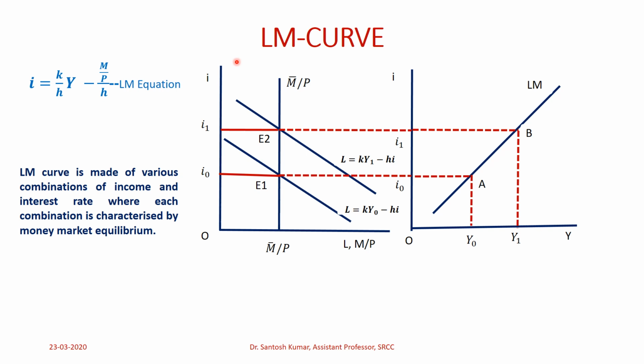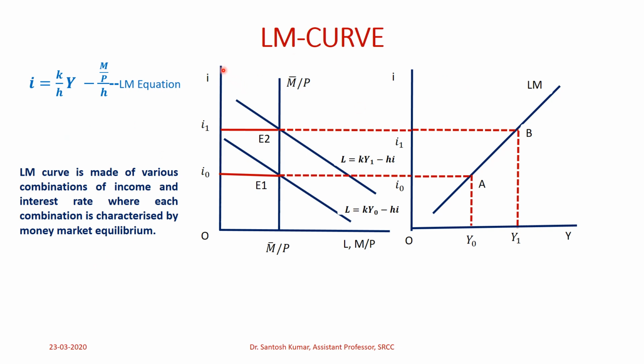Since the LM curve stands for money market equilibrium, we need to understand what that equilibrium is, and how the equilibrium condition in the money market gives us the LM curve. If you look at the definition, it says that the LM curve is made of various combinations of income and interest rate where each combination is characterized by money market equilibrium. So we will be able to prove this definition of the LM curve. So let us derive the LM curve.